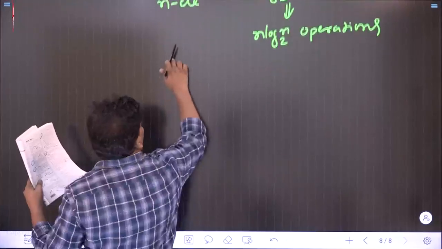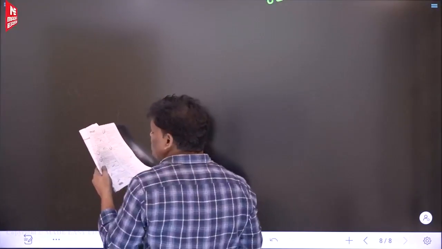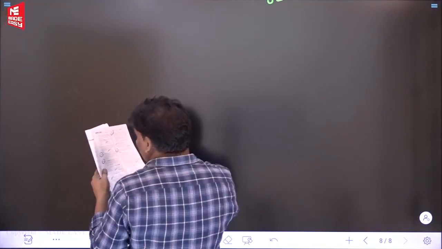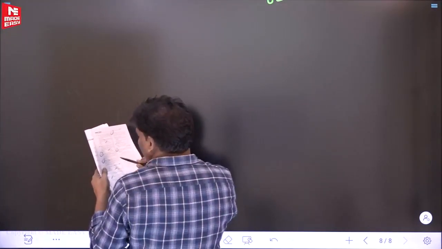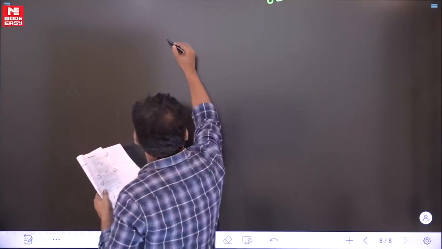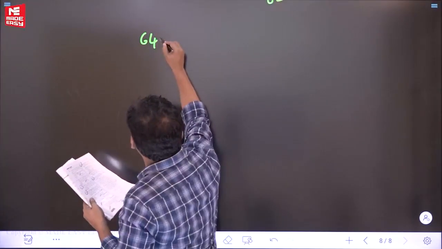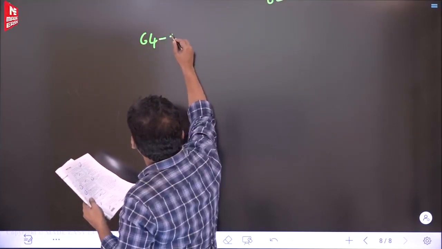Let's go to the actual problem. What he is saying is, to sort 64 people using merge sort, it is taking 30 seconds. Let me try this one. See, this is what he is saying in this problem: to sort 64 elements, 64 element sorting.